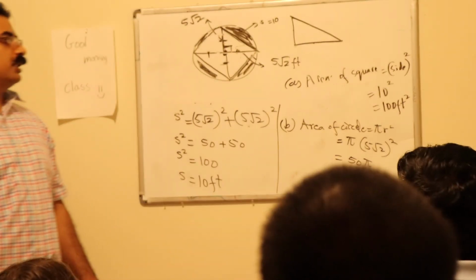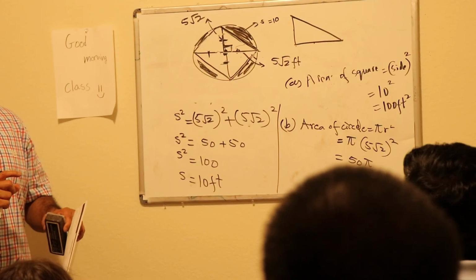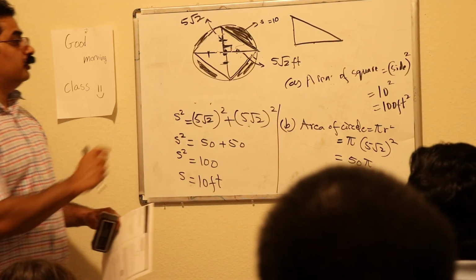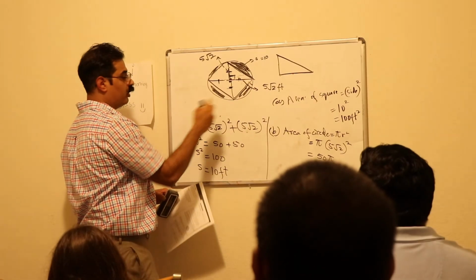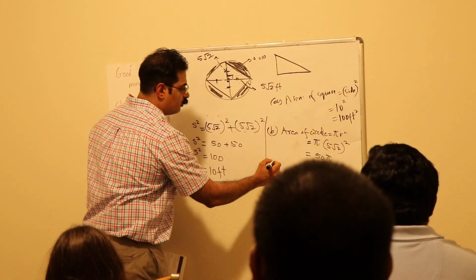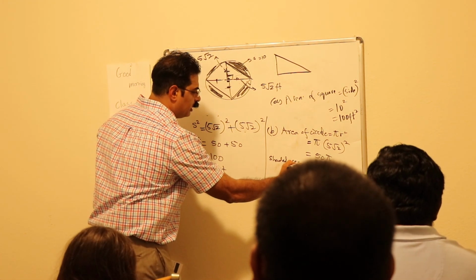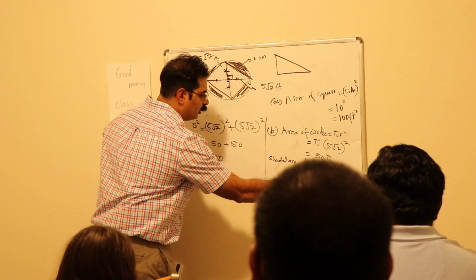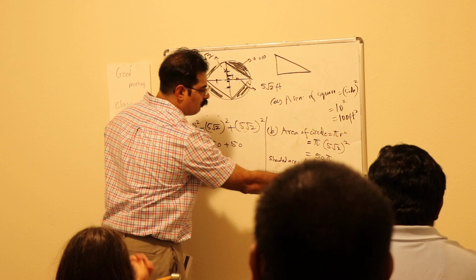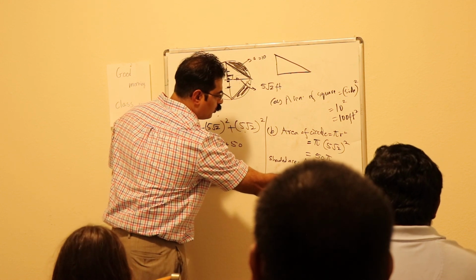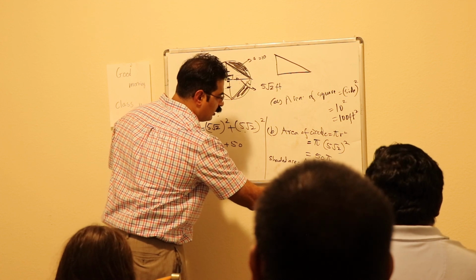But that doesn't give us the area of the shaded region. We can subtract. Subtract what? The area of the square, which is 10 squared, so that is 100. Then the shaded area is equal to the area of the circle, I write subscript C for area of circle, minus the area of square, which is 50 pi minus 100.